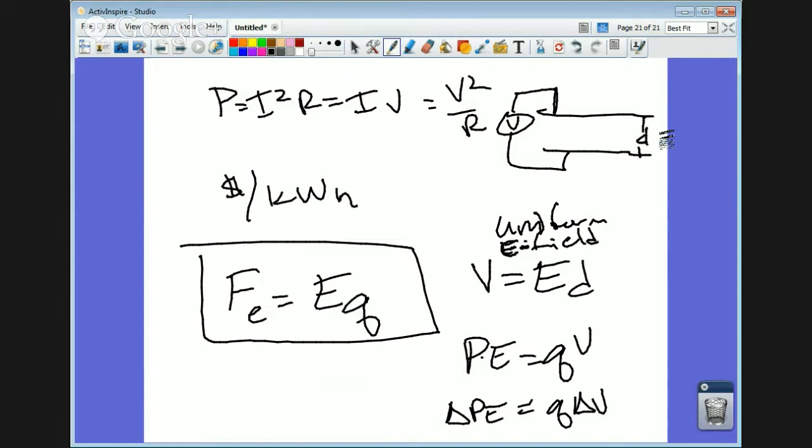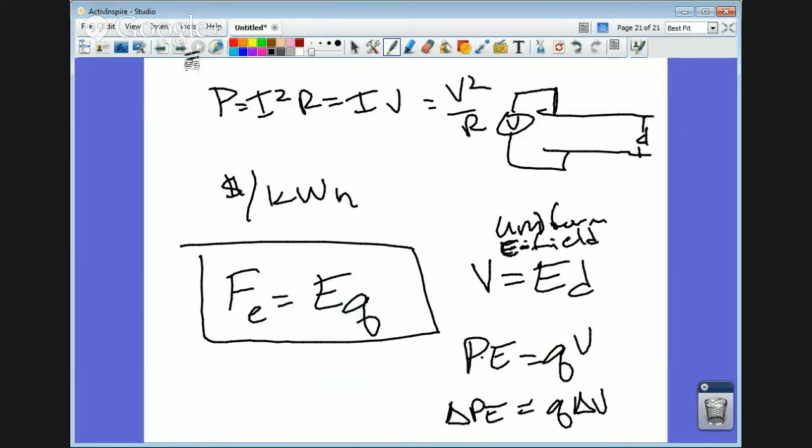And then you got to know that whenever they tell you the change in potential, so I move a charge from here to here. It started at 0 volts, now it's at 10 volts. Well, the change in energy is just Q delta V. You don't have to do anything else. It's just Q delta V. So make sure you know those things.